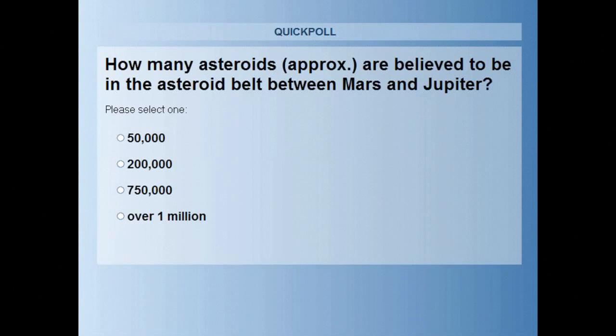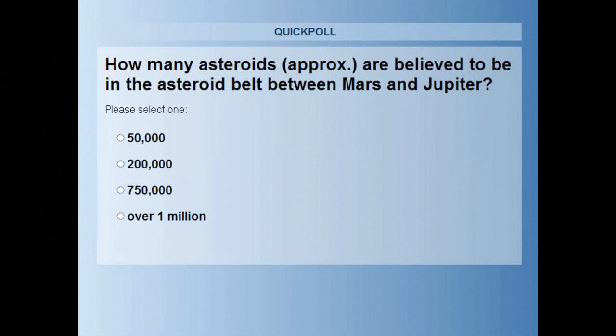Go ahead, Kim. Going to say, because I'm the speaker, I don't see the poll question. So what are their choices? Oh, select one of the following. Are there 50,000 approximately, 200,000, 750,000, or over 1 million asteroids in that asteroid belt, with a circumference larger than a kilometer, which is about 3/5 of a mile? How many are there?